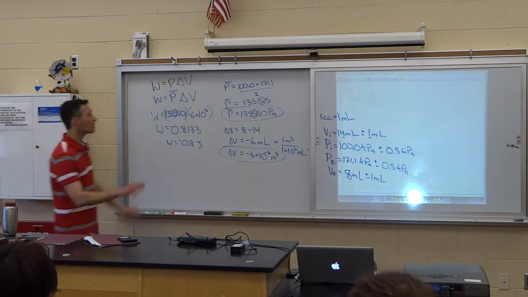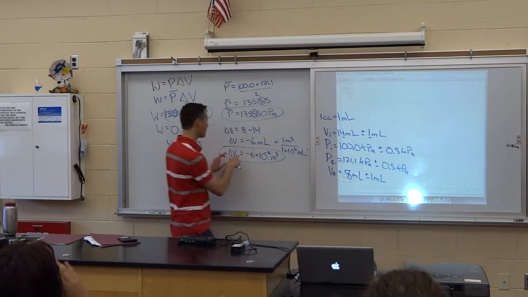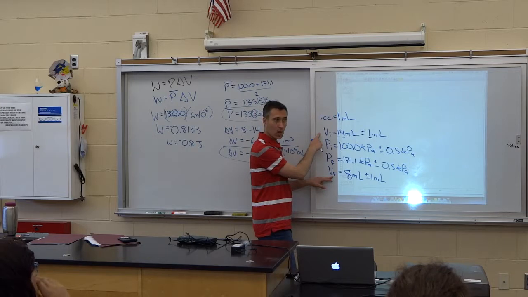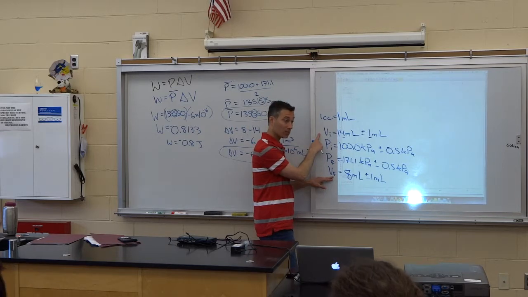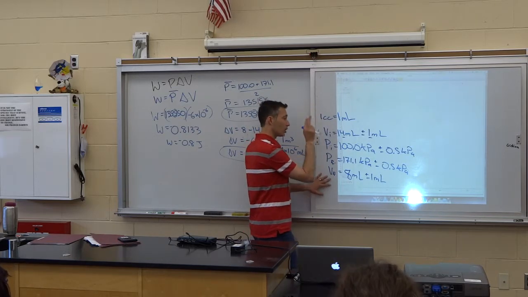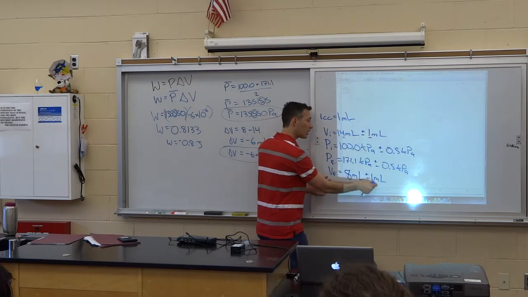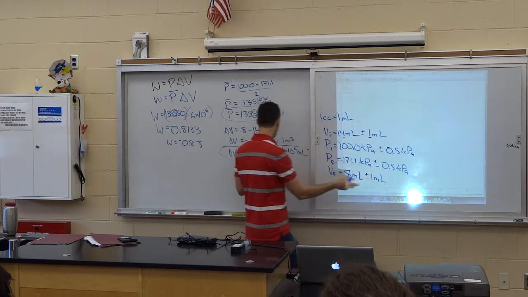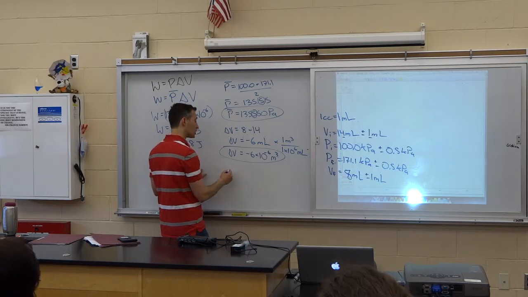All right? So I'm going to do the change in volume uncertainty first. And when we find the change in volume, we are subtracting these two values. So when we're subtracting or adding, we add the absolute uncertainties together. All right? So the absolute uncertainty for the initial volume was 1 milliliter, and for the final volume was 1 milliliter. So the absolute uncertainty for delta V is 2 milliliters, which is the same thing as 2 times 10 to the negative 6 meters cubed.